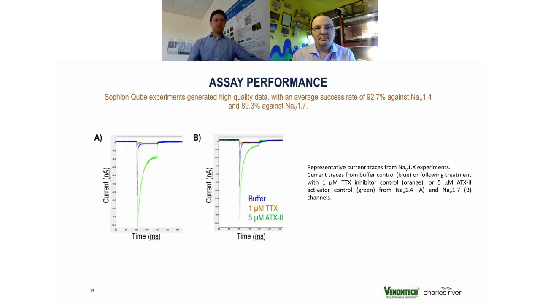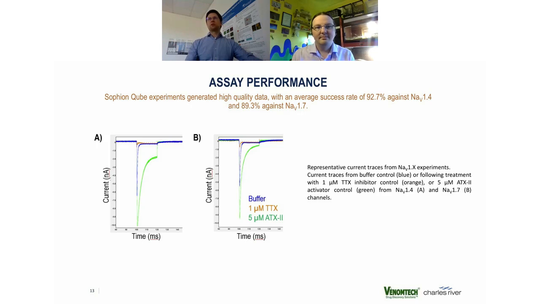So a few current traces, can't avoid them in an EFIS talk. Just showing here either Nav1.7 or Nav1.4 current traces, very nice quality all throughout, and also touching a little bit on how we analyze the data.